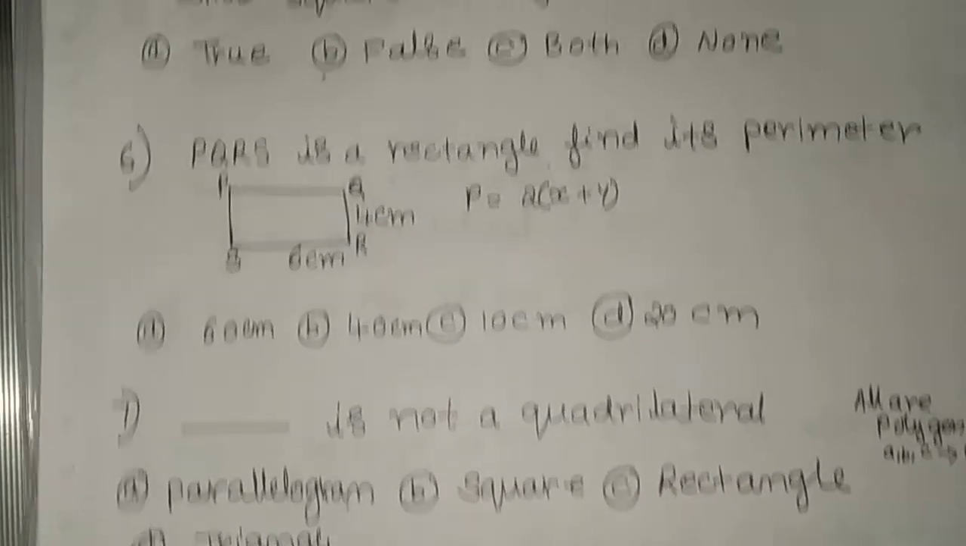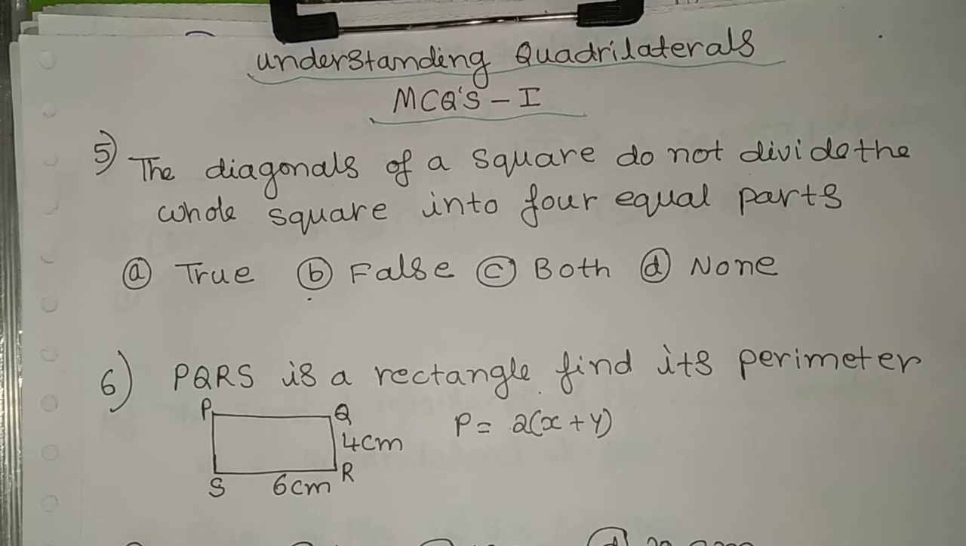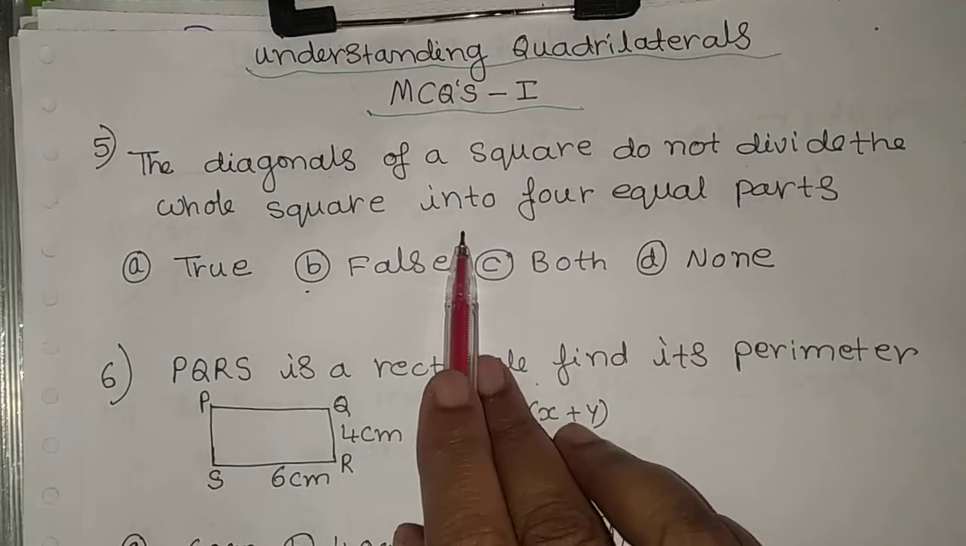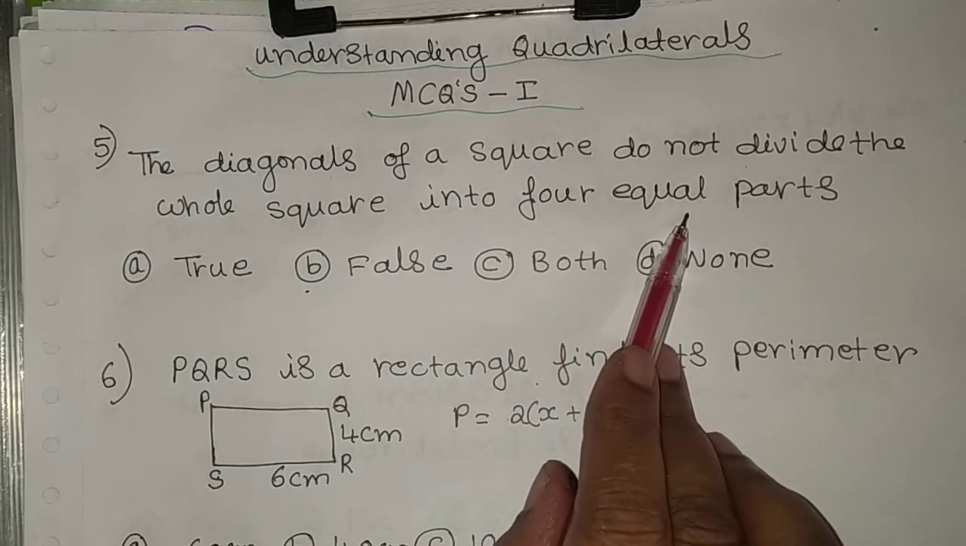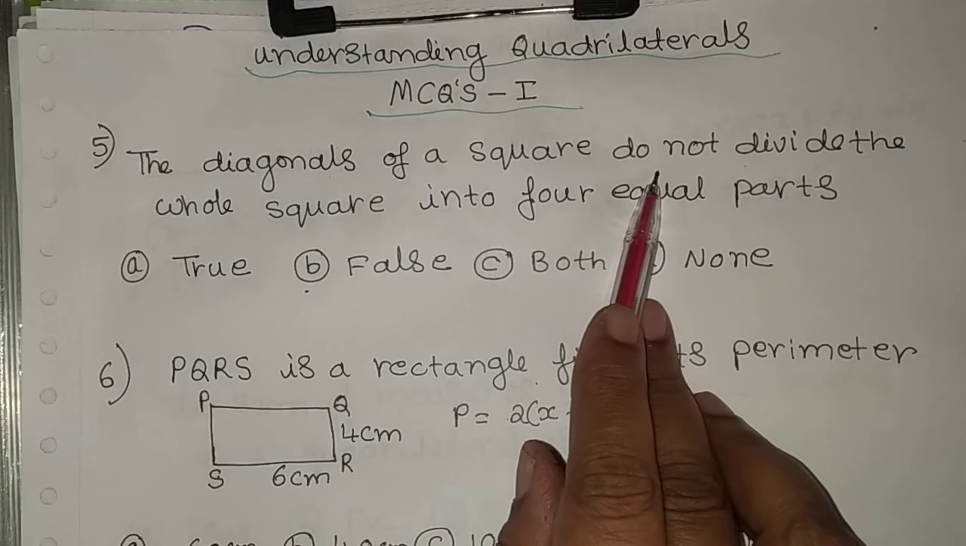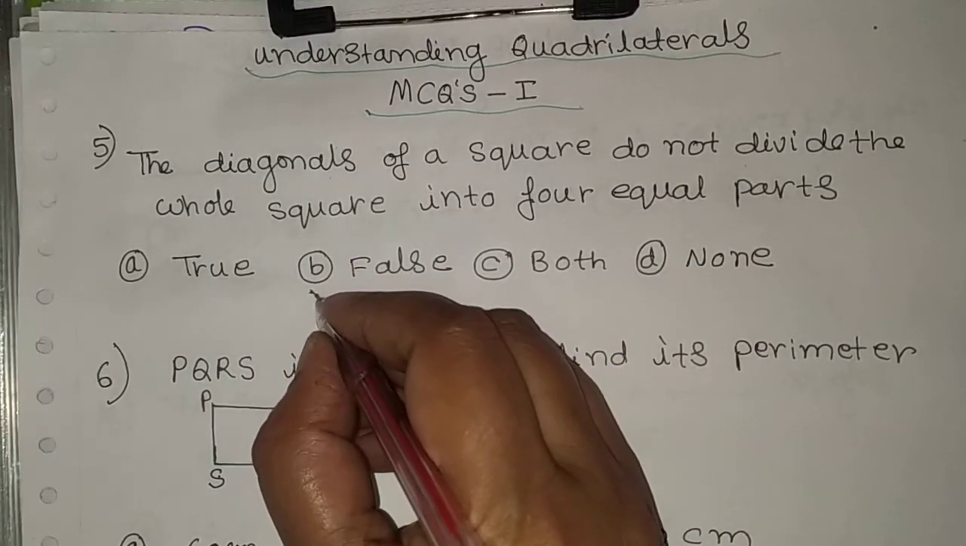So next we move on to the fifth question. Here, fifth question: the diagonal of a square does not divide the whole square into 4 equal parts. The diagonal of a square does not divide the whole square into 4 equal parts. The statement here is false.